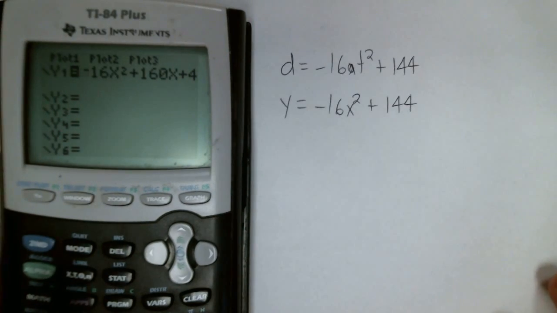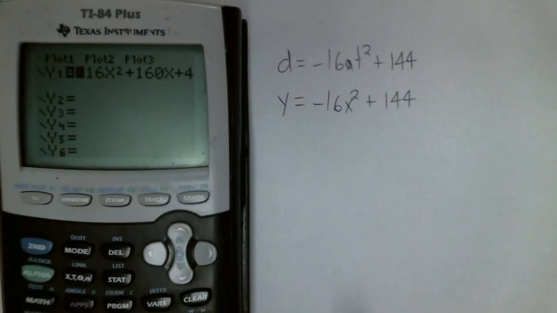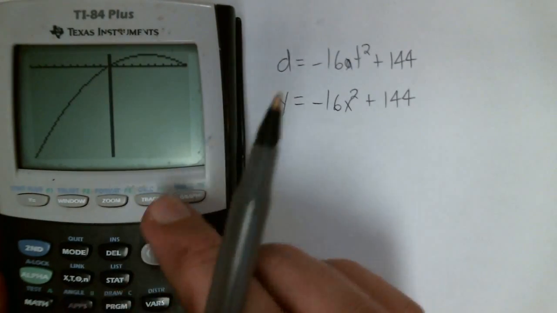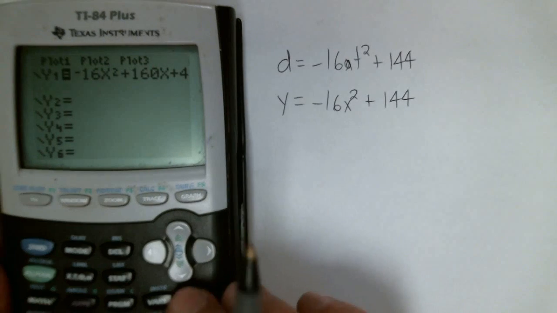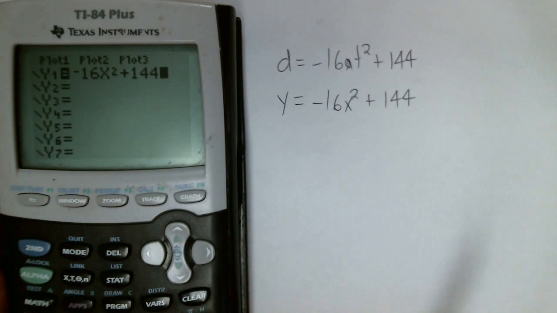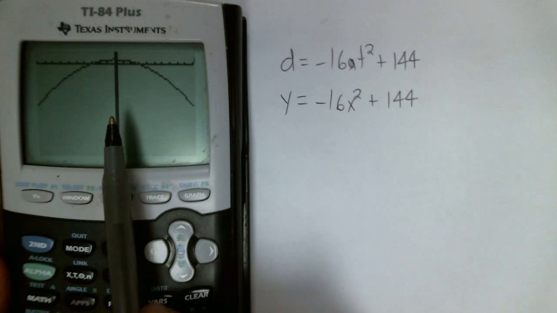Okay, so what are we trying to find? We already said ground. Okay, so I'm trying to find the x-intercept. So let's go ahead and graph this. Let's go back to negative 16x squared plus 144. And let's graph it. I want to get an idea. Now notice here that my window is kind of jacked up from the last problem. Okay, I don't want that.